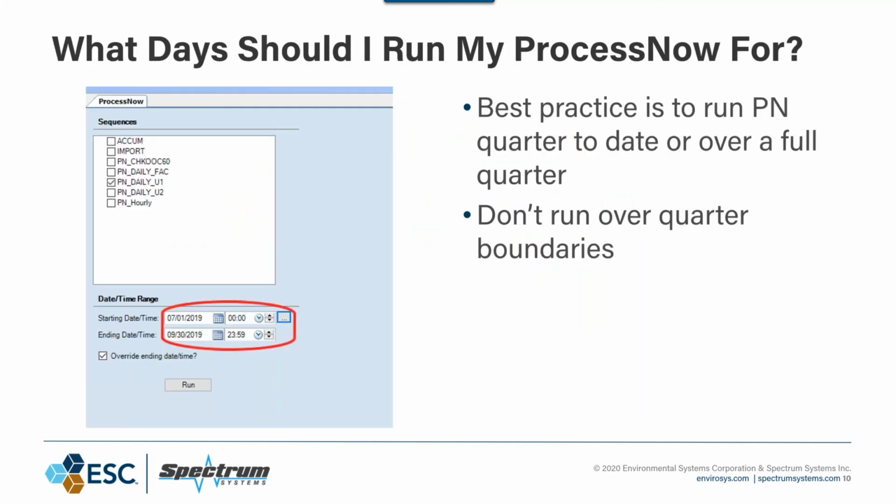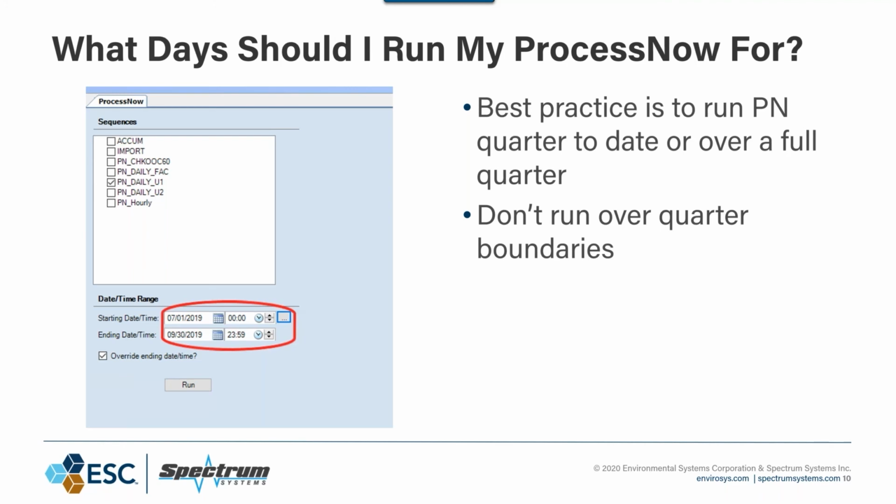Now, this is another problem that we have seen, and you want to make sure that you avoid this: running Process Now, and the best practice to run Process Now. So ensure, first of all, that you're running the correct Process Now daily sequence. Sometimes you can have multiple Process Now daily sequences, and one of them may have just been taken out and is not being used anymore. So just ensure that you're using the correct Process Now daily sequence. And if you're going to run a daily sequence for your quarter in question, make sure that you select the override ending time and date, and you're going to run only within the quarter boundary.